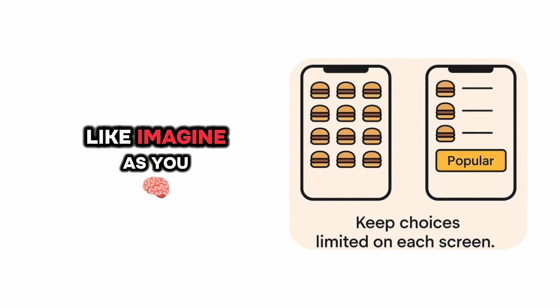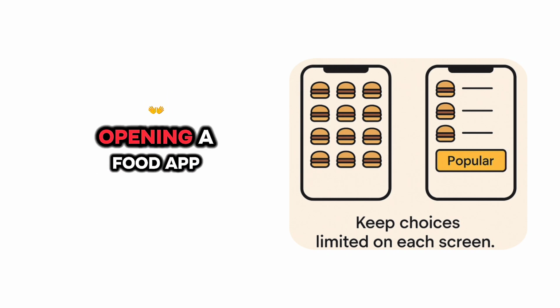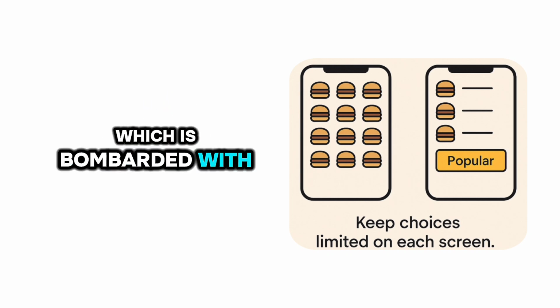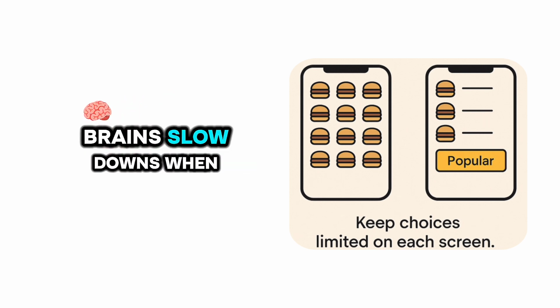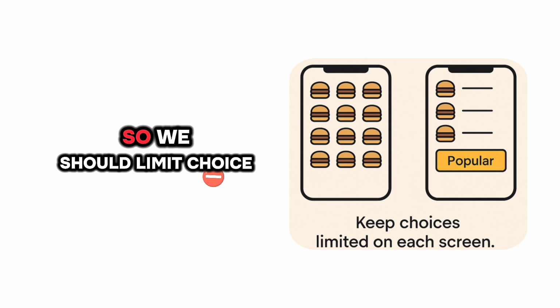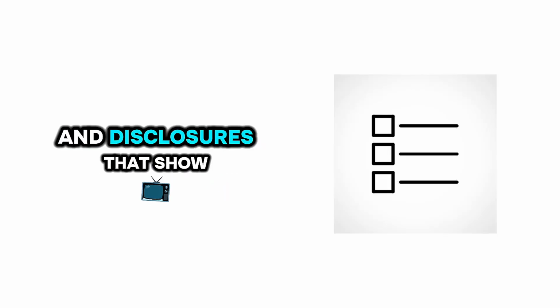Imagine, as you can see in this photo, opening a food app which is bombarded with 50 categories. Confusing, right? Because our brain slows down when there are too many options. So we should limit choices per screen, and use filter options, categories and disclosures that show more only when needed.